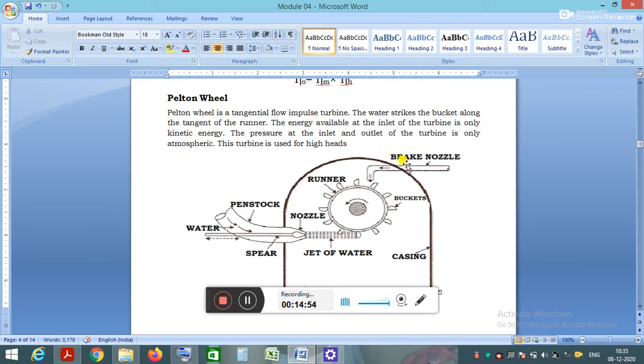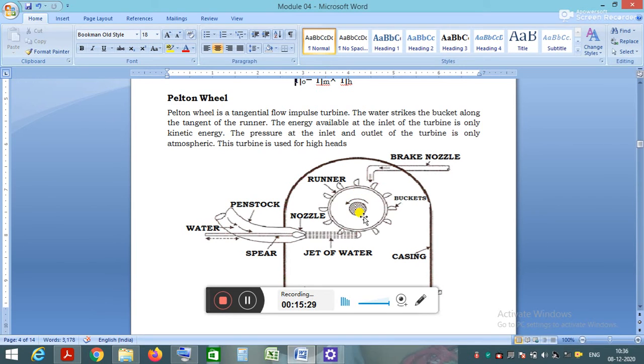A brake nozzle is provided which supplies the water in the opposite direction of rotation of the Pelton wheel. If the spearhead is completely moved forward and the striking of the water is completely stopped, or when there is a need to stop the Pelton wheel, even after stopping the water completely from the nozzle, due to the inertia, the Pelton wheel continues to rotate.